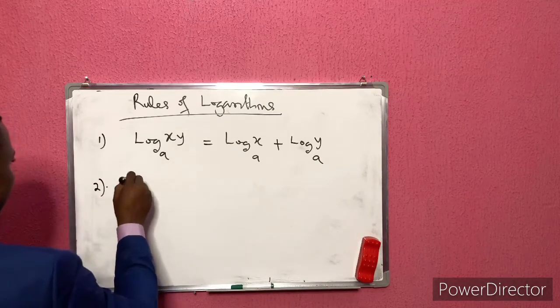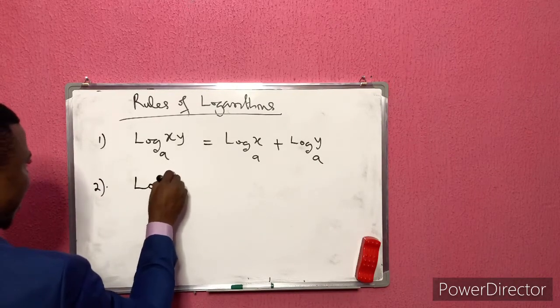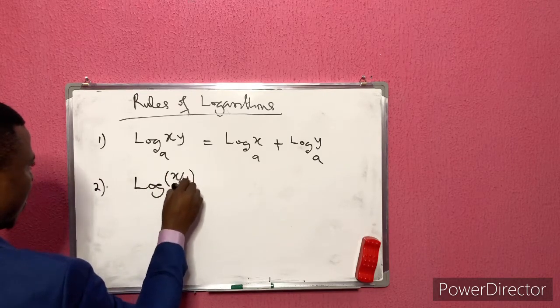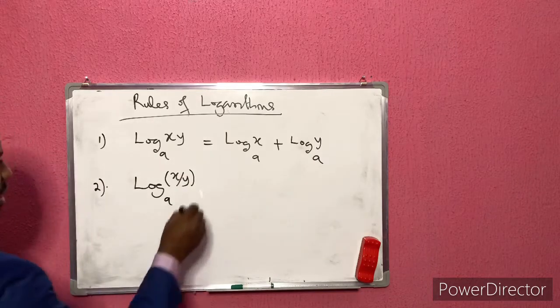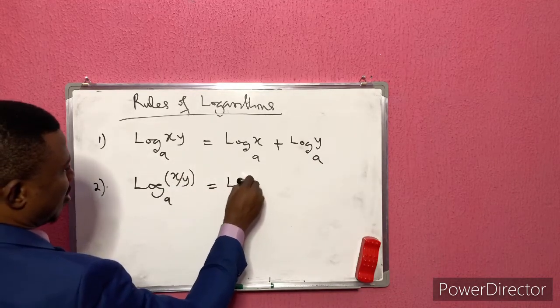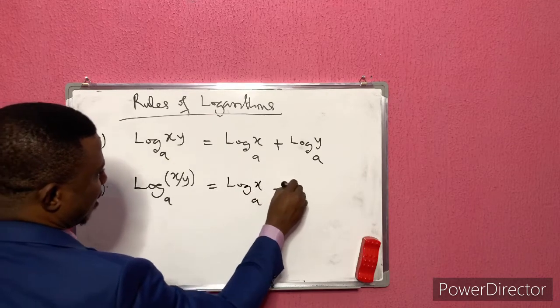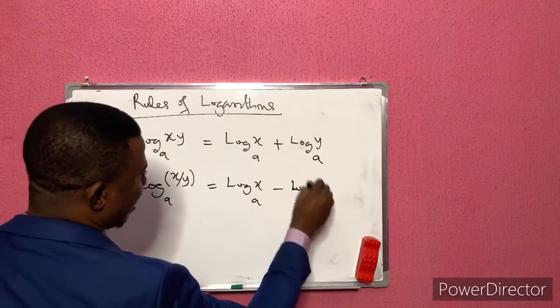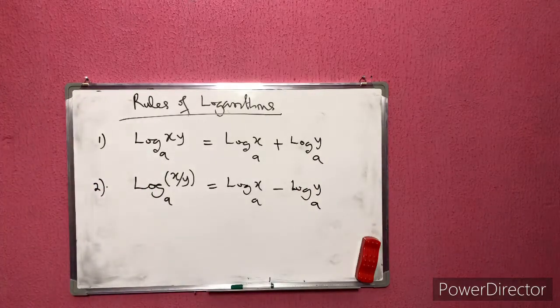Now, 2, when you have logarithm of x over y base a, when it is divided, you subtract: logarithm of x base a minus logarithm of y base a. Very easy.